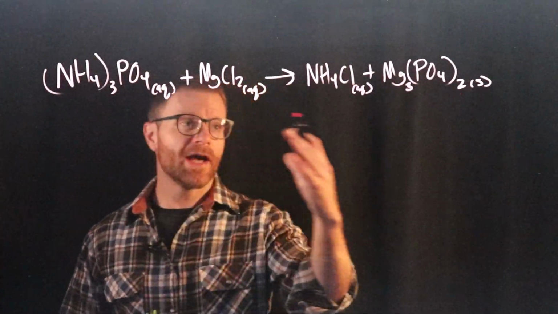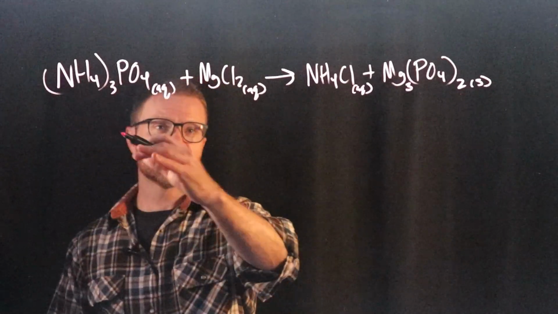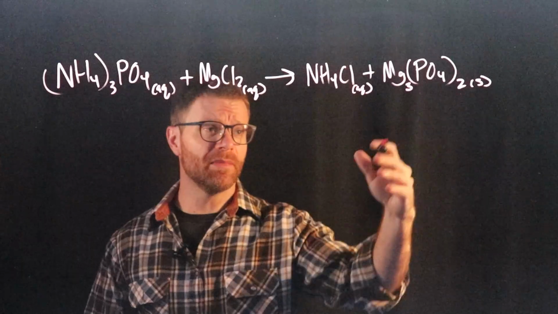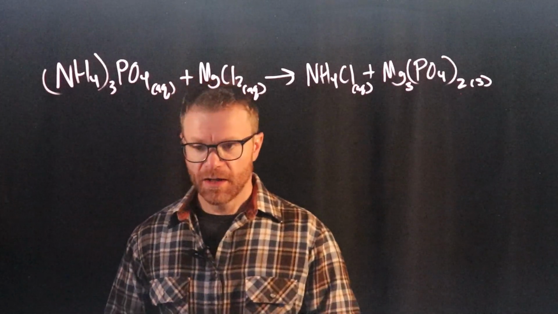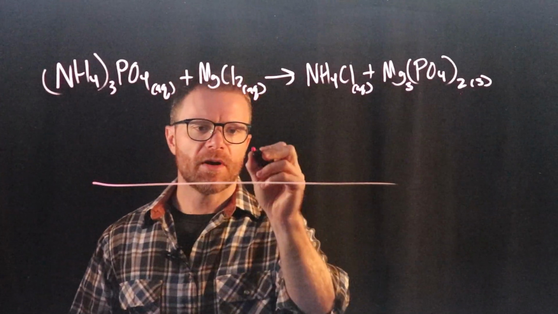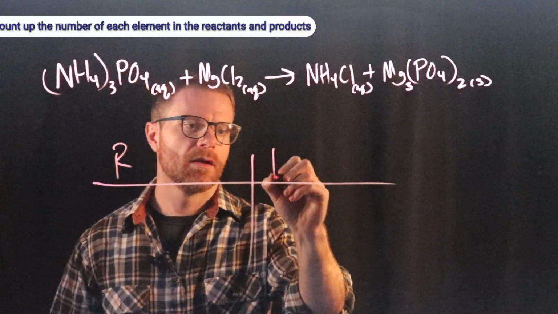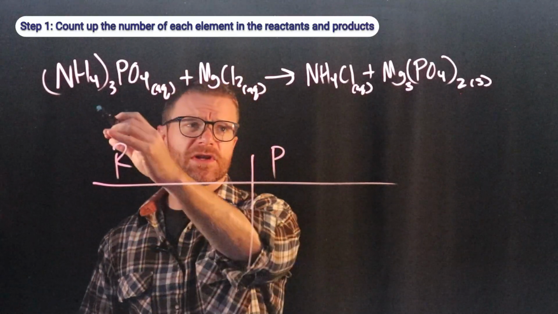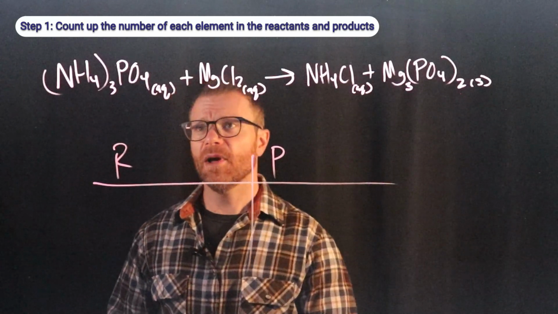Okay, here's another reaction for us to balance. Ammonium phosphate plus magnesium chloride makes ammonium chloride and solid magnesium phosphate. So, as with all of our problems, we're going to make an inventory of our reactants and products, and we're just going to go through one by one and count them up.